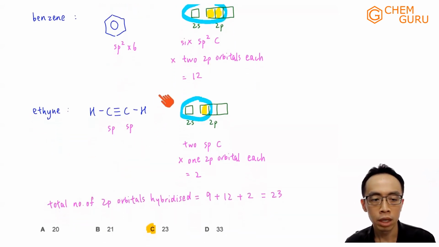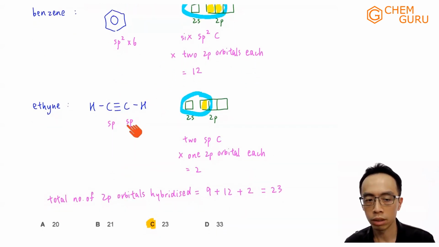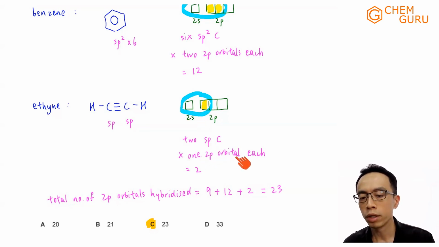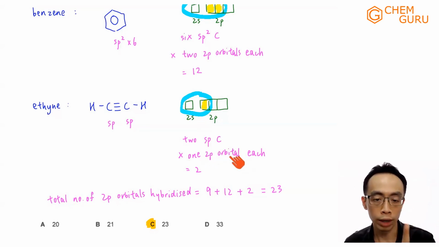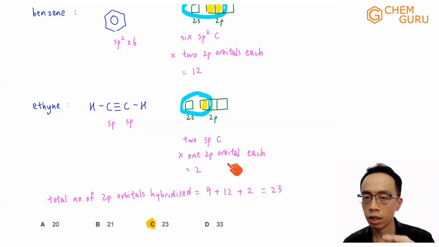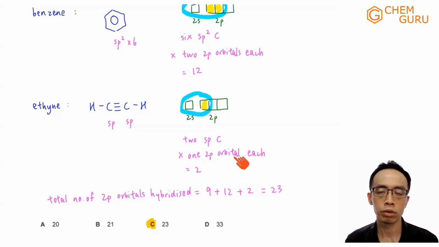Finally, involving ethine. Ethine, I have 2 carbons. Each of these carbons is sp hybridized because it's forming 2 sigma bonds. And the number of 2p orbitals that each carbon is using is 1, one 2p orbital involved in hybridization. Since I have 2 of these sp carbons, the total number of 2p orbitals used in hybridization in ethyne will be 2.